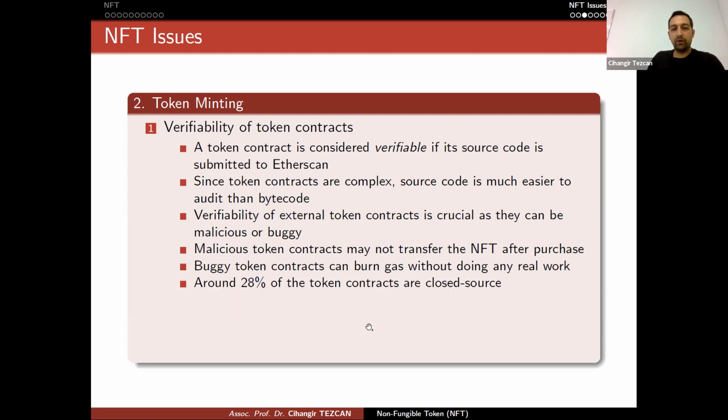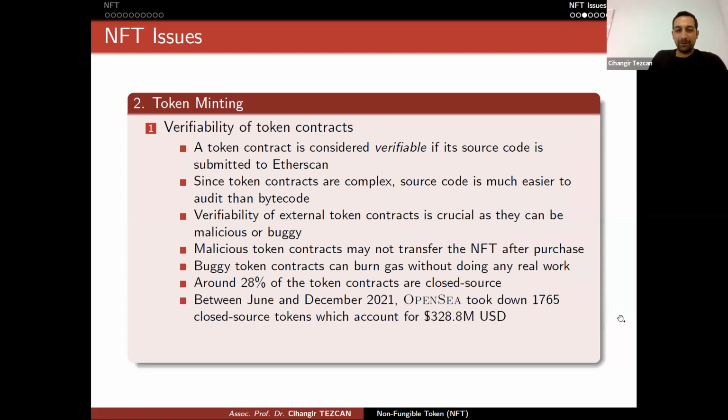Around 28% of the token contracts are closed source. This means that their source code is not uploaded or submitted to Etherscan, so you don't actually know what those smart contracts do. It is a little bit risky when you buy an NFT, because nobody actually checks the smart contract, right? They don't even know a smart contract is involved.